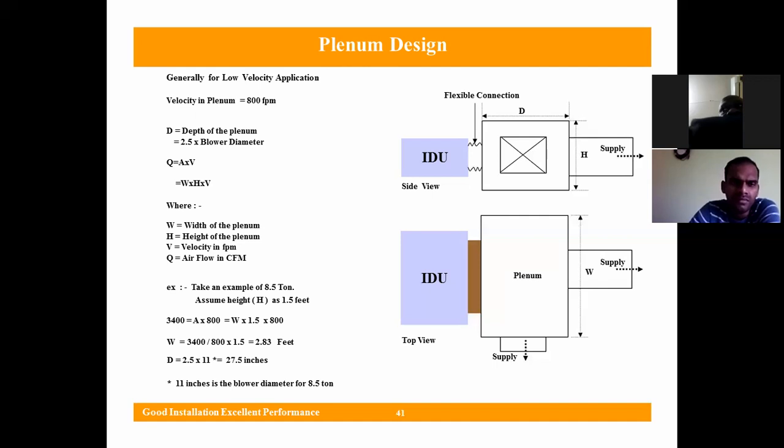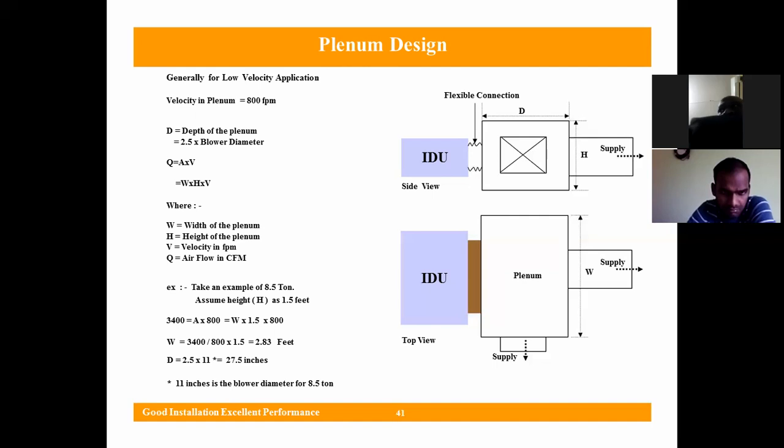So we will be knowing the CFM, the ton of the air conditioner, everything. We will be knowing the blower diameter also. So when we know the blower diameter, just multiply with 2.5, we will be getting the depth of the plenum. Height of the plenum, you have to assume it. So the second part is also over.